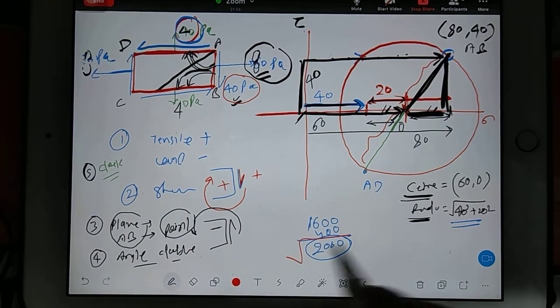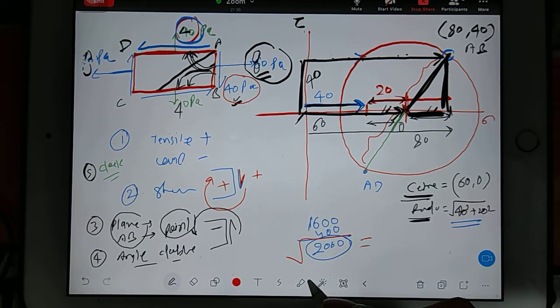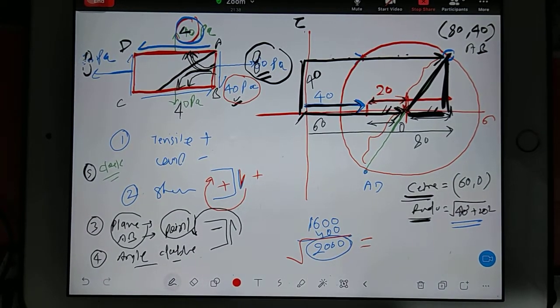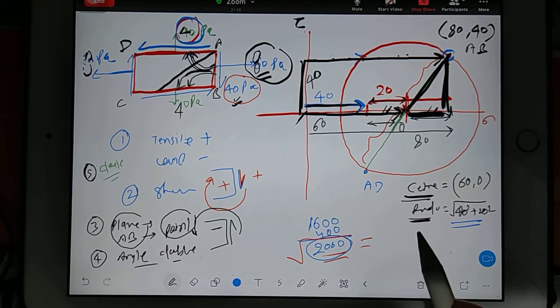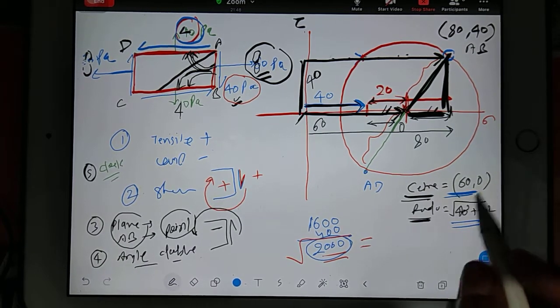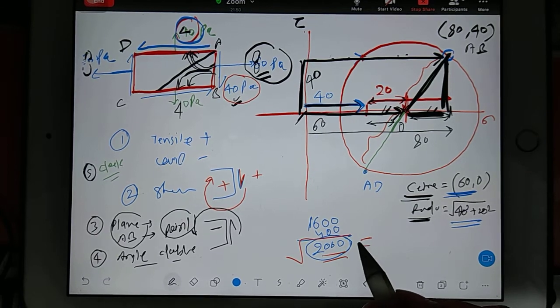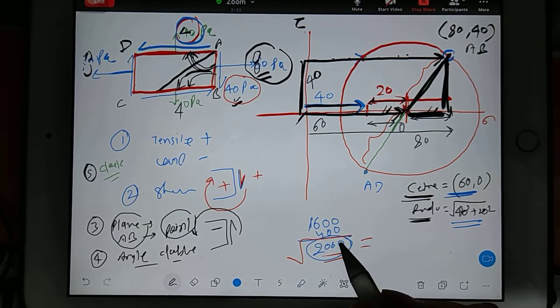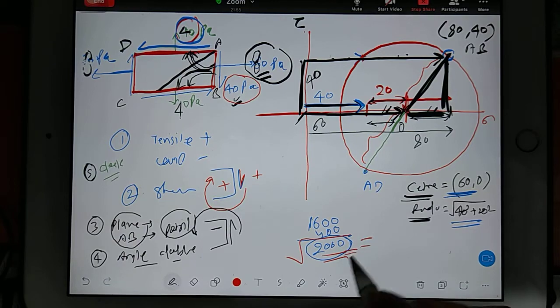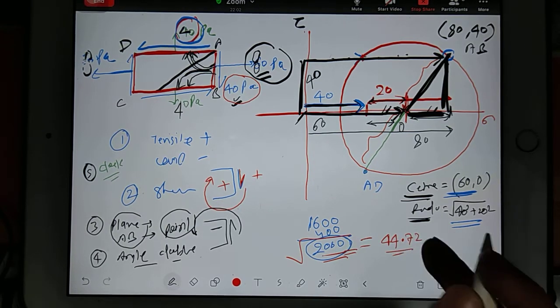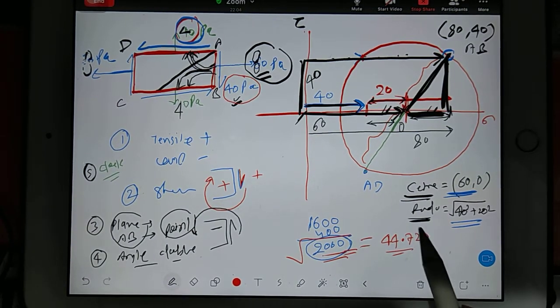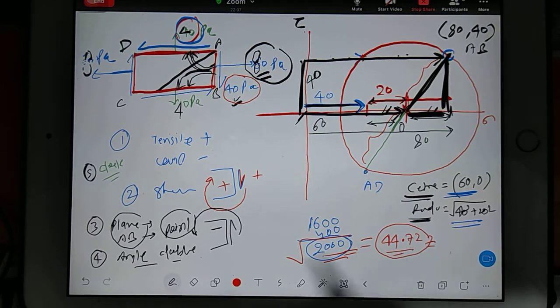If you take the square root of 2000, then you can check on your calculator. Radius is clear, center location is clear. I am saying to find out exact value of radius. So you calculate using your calculator and you find out the exact value of square root of 2000. So it's very easy, 44.72. Now you see, it means what? Your radius is only 44.72. It means what?